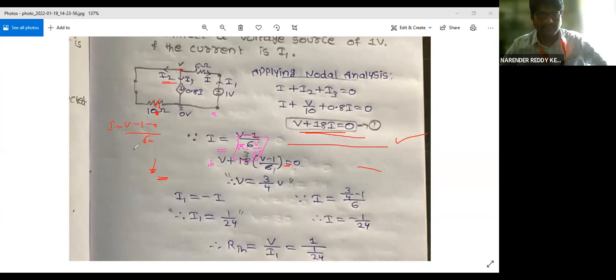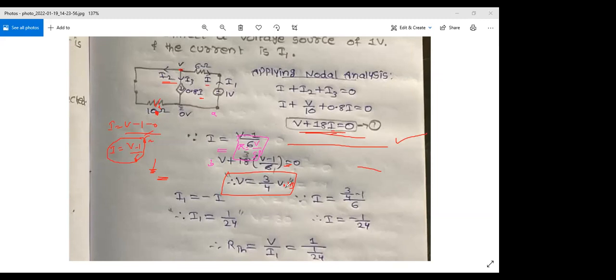Now that I can write this equation, what's the final equation I can write for I? I is equal to V minus 1 by 6. We use this equation wherever you see the value of I. I have I here, I also have I here, so we can use it wherever you have I. If I substitute here in the equation, what is the final equation you get for voltage? We get V is equal to 3 by 4 volts. What is this value of V? V is the value of voltage at this node.